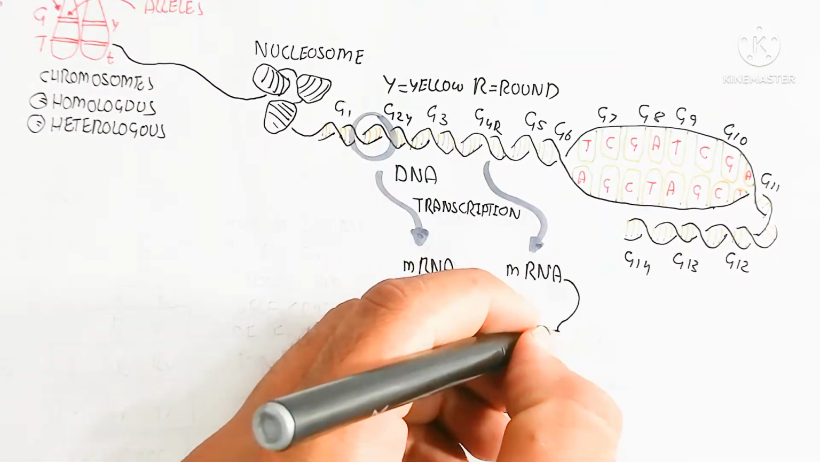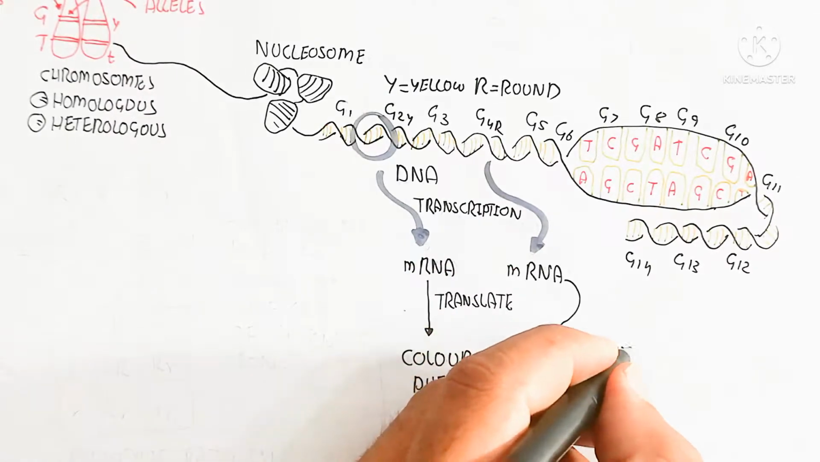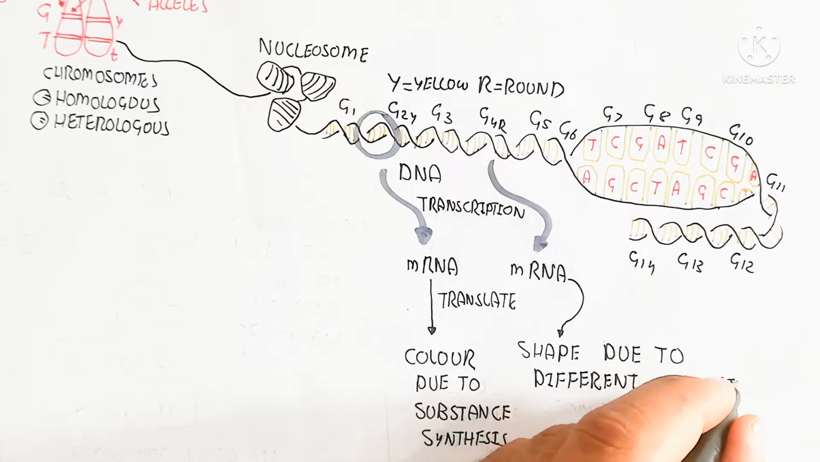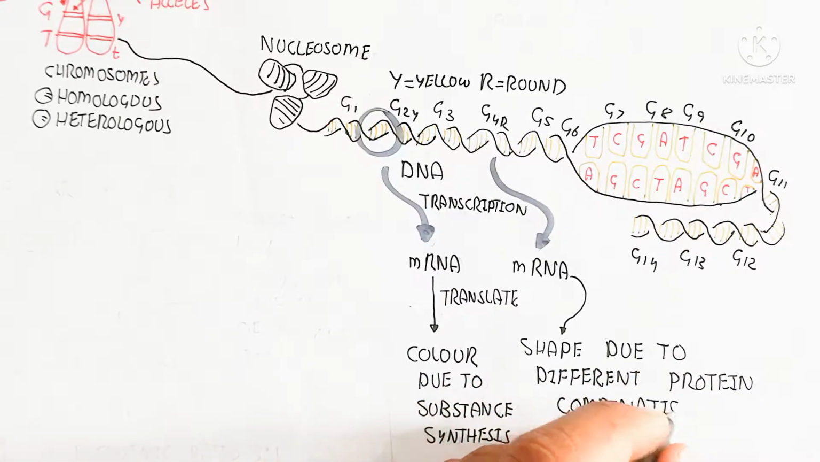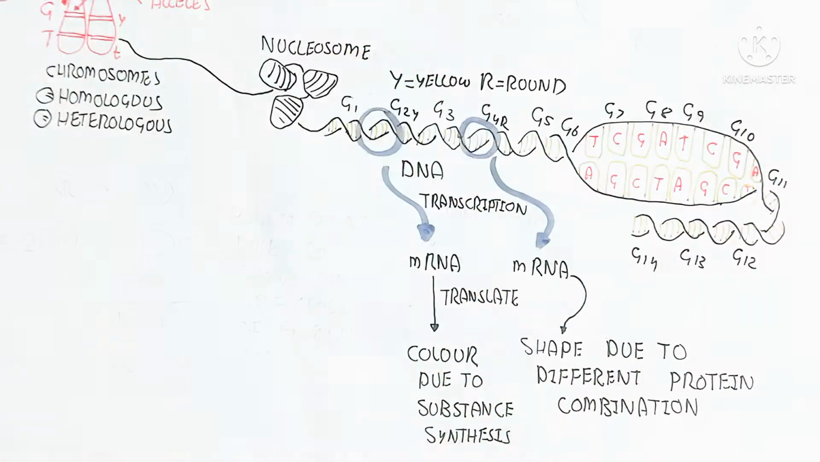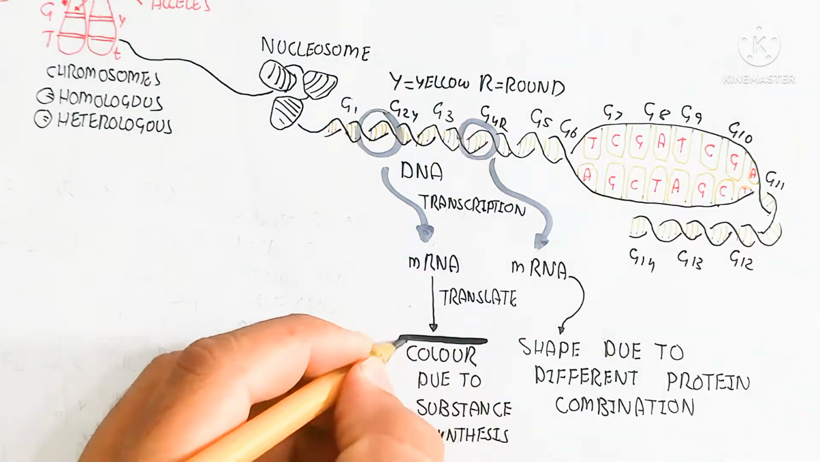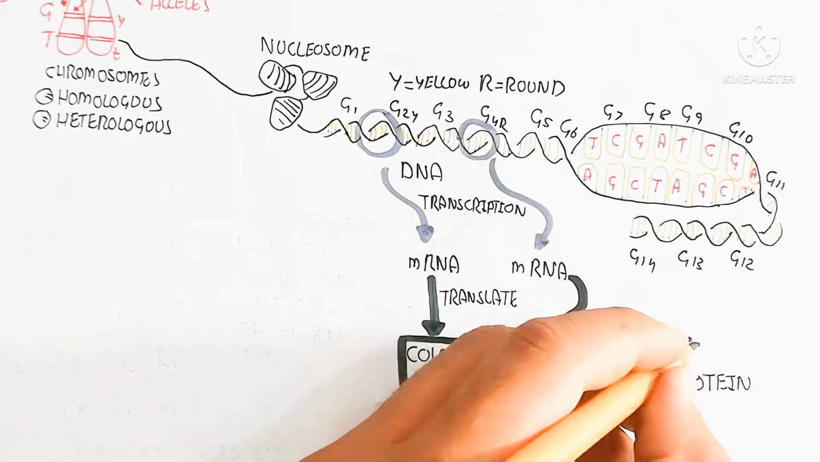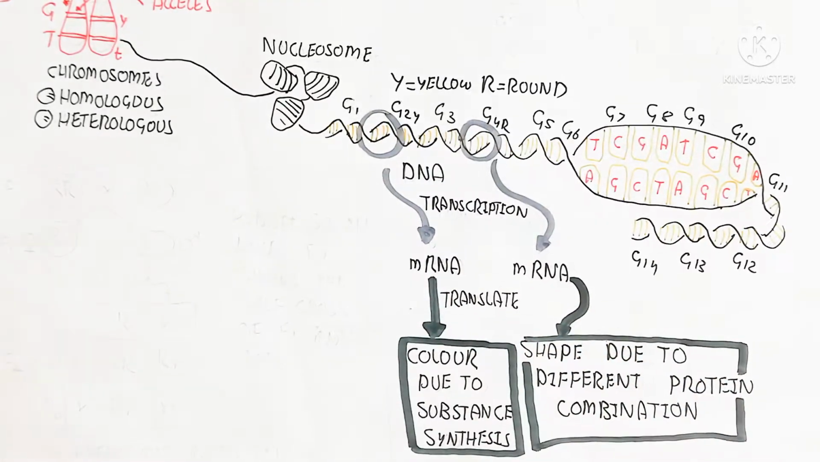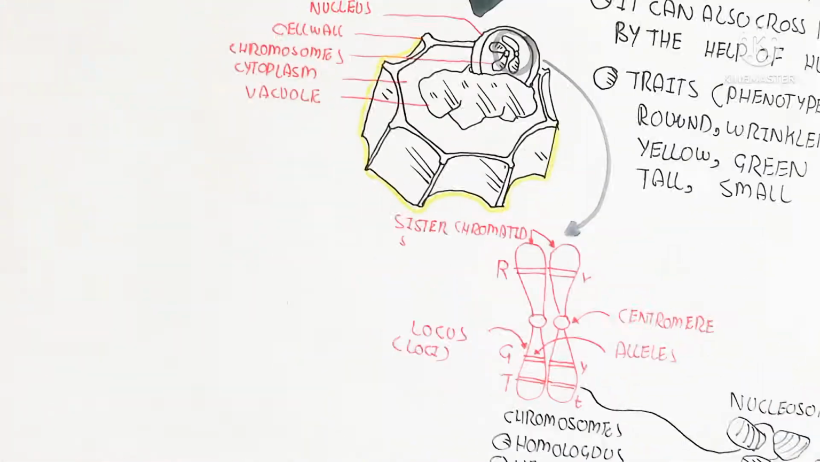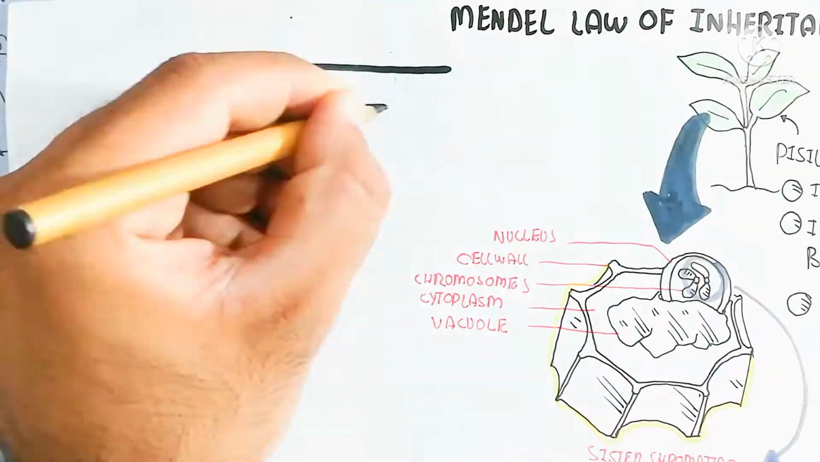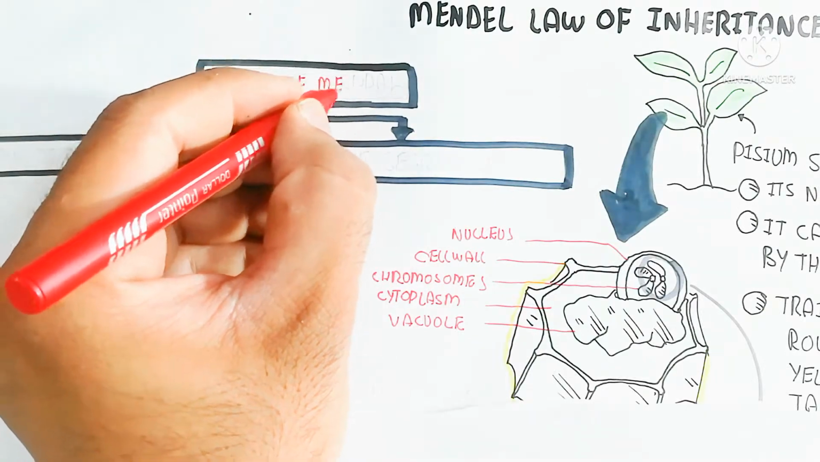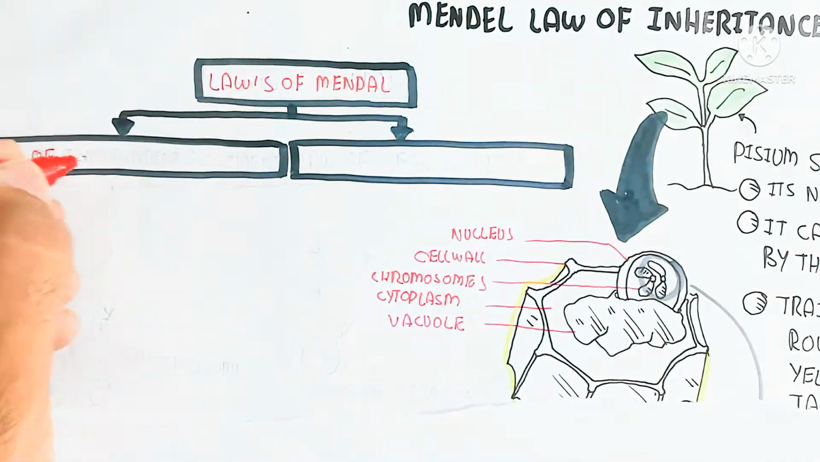After this, DNA is transcribed to produce messenger RNA. This messenger RNA goes into the cytoplasm to produce the protein for production of color, due to substance synthesis, and shape, due to different protein combinations. So all of this is due to the genetic material, which shows the phenotype from the genotype. So yellow and round, as well as green and wrinkled, basically.